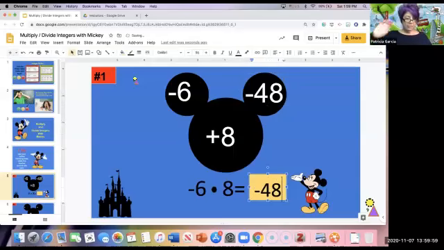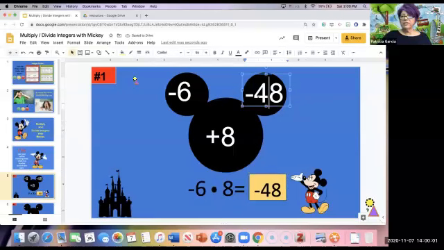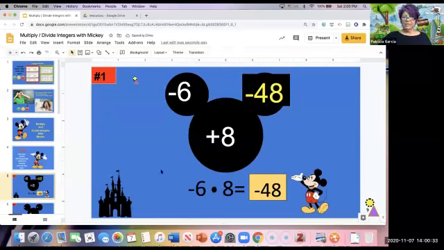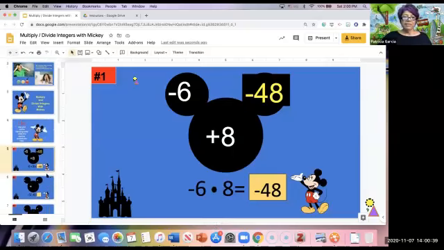Now, so you don't get confused, I'm going to ask you to highlight your answer in Mickey's ears. Okay, there it goes. So it should look like this. Okay, so that is problem number 1. We're going to do 4 problems together.